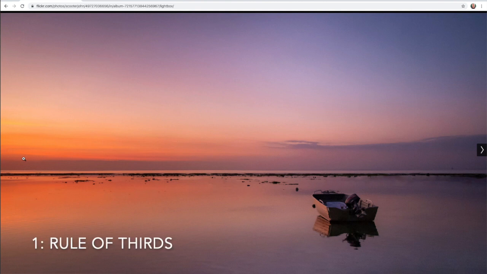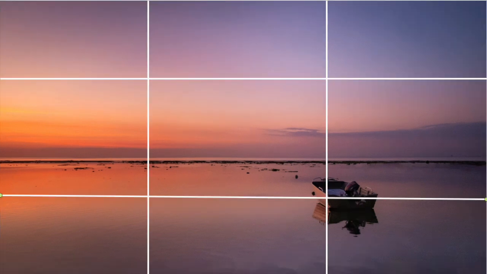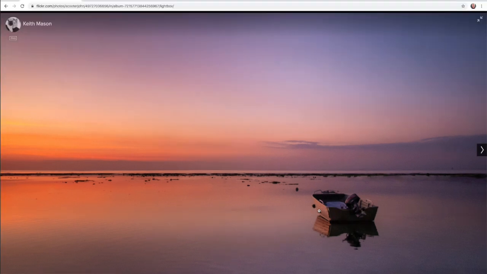We're going to start off with the rule of thirds, which is about dividing your image both vertically and horizontally into thirds, and then placing the subject of the image at the intersection of one of those points. So here, a third of the way down the picture and a third of the way across the picture, you have this dinghy looking in towards this beautiful sunset in Bali.